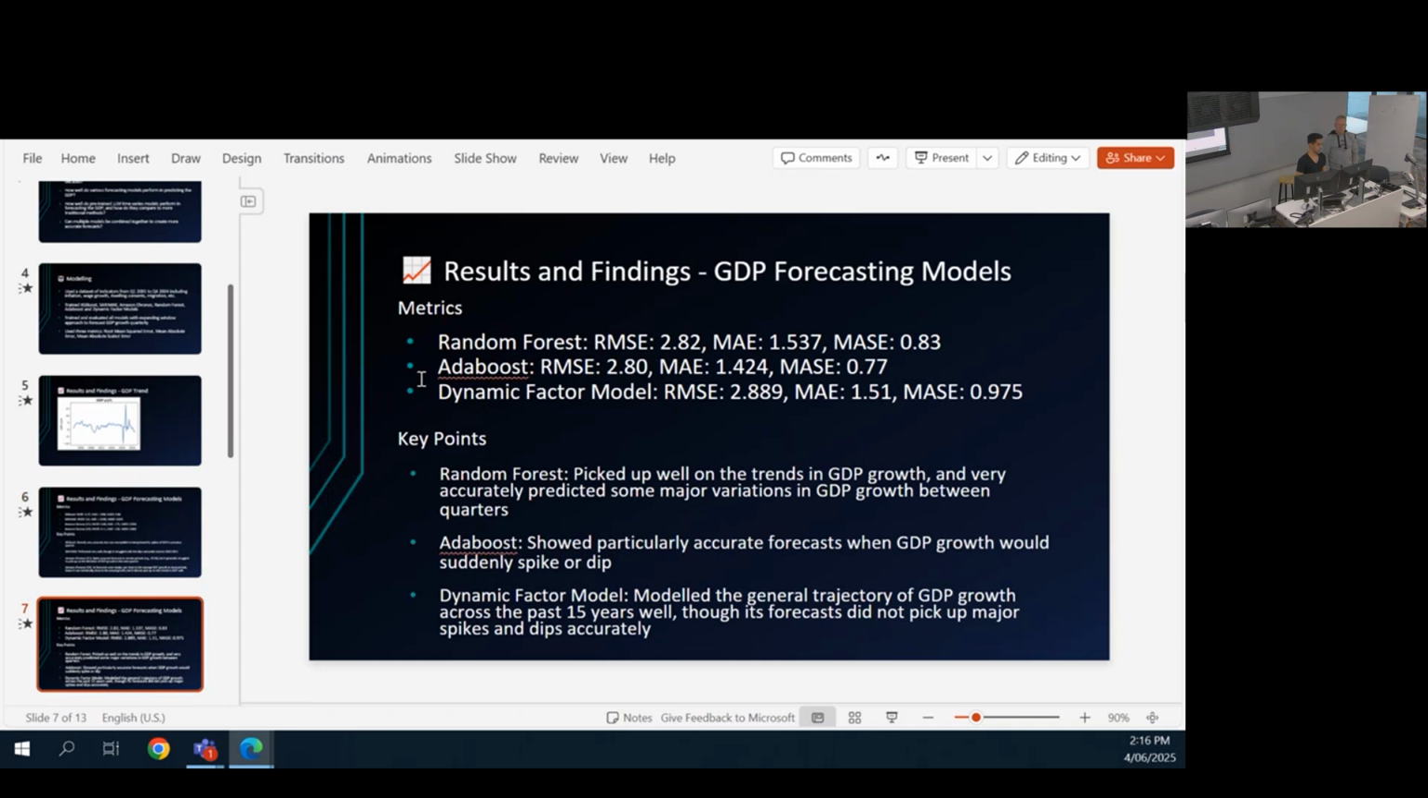And now I'll hand it over to Vladimir to go through the results of the Random Forest, AdaBoost, and dynamic factor models. Vladimir.